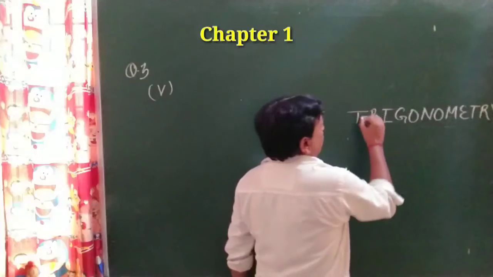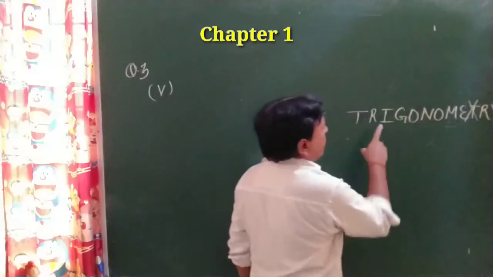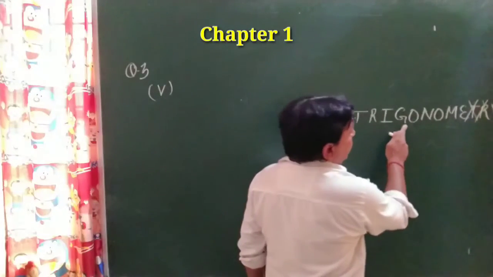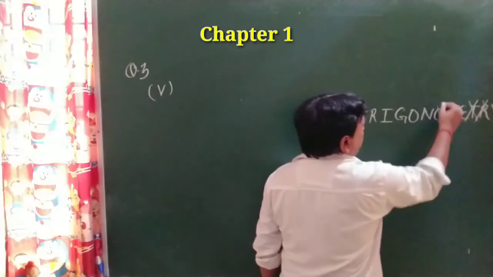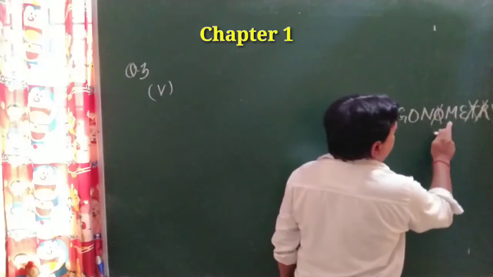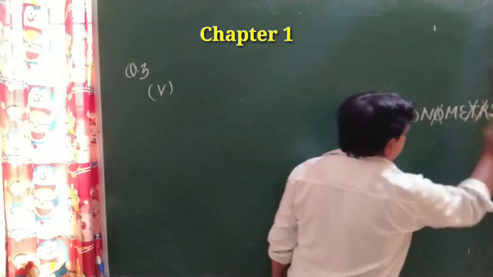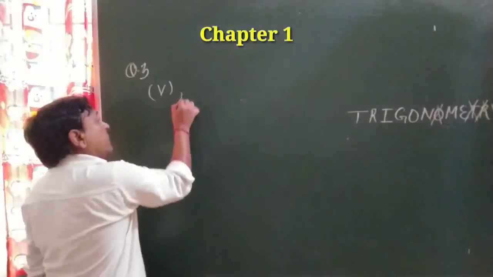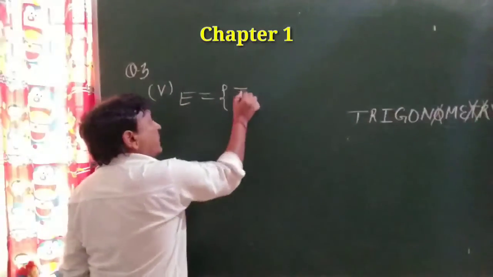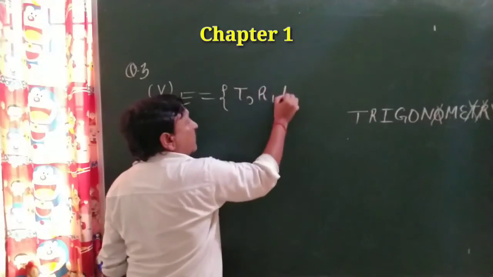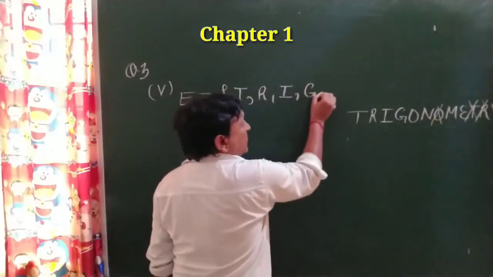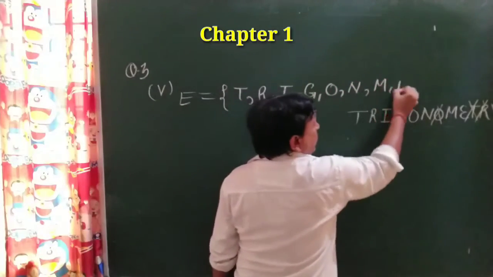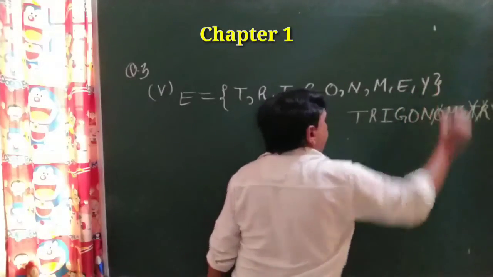T is coming 2 times, we will take only 1 time. R is coming 2 times, we will take only 1 time. I, 1 time. G, 1 time. O coming 2 times, take only 1 time. N, 1 time. M, 1 time. E, 1 time. Y, 1 time. So our answer, the name of the set is E. E equals T, comma R, comma I, comma O, comma N, comma M, comma E, and comma Y.